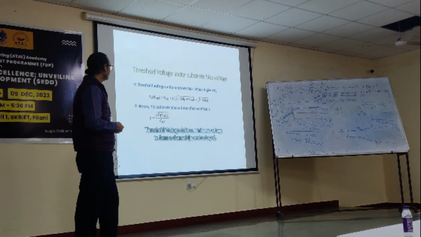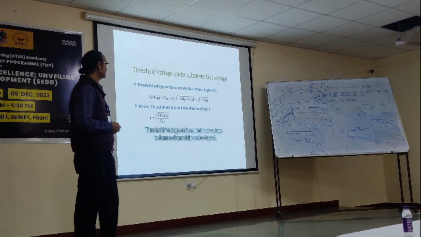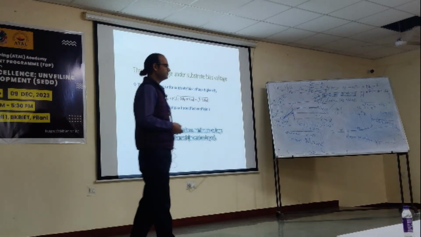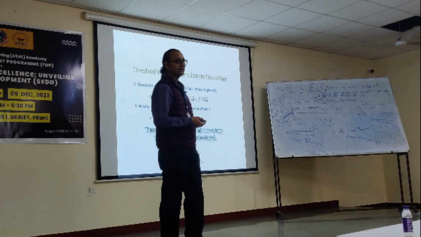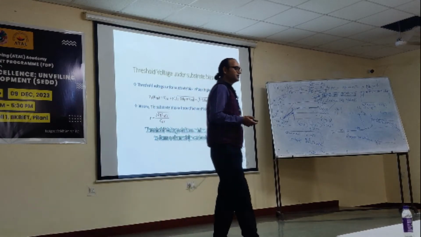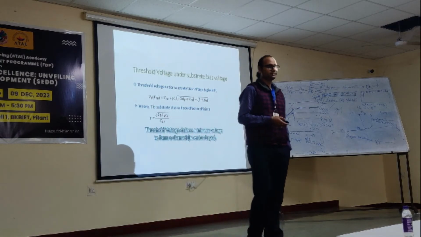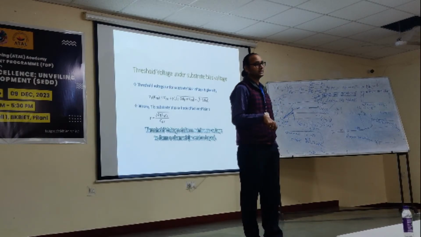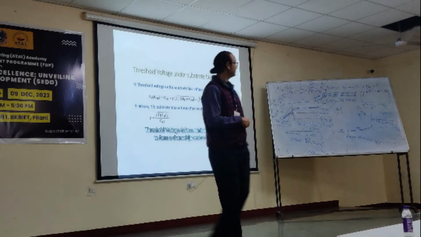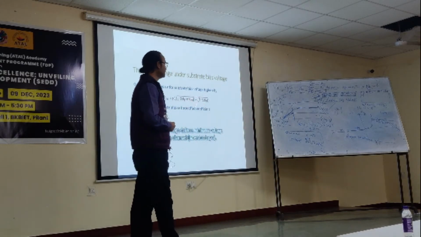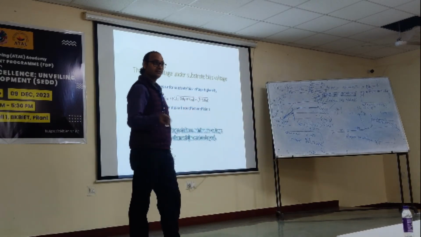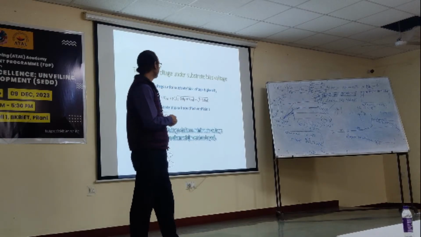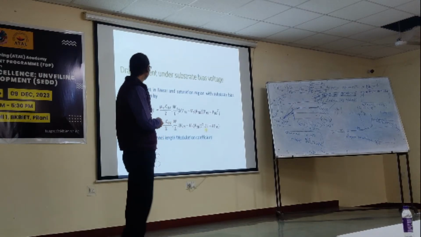We can also change the threshold voltage with the help of substrate bias. See, once the MOSFET is designed, its threshold voltage is fixed. But if you want to change it from outside, then what is the way? The possibility is to apply substrate bias. Then we can vary its threshold voltage.